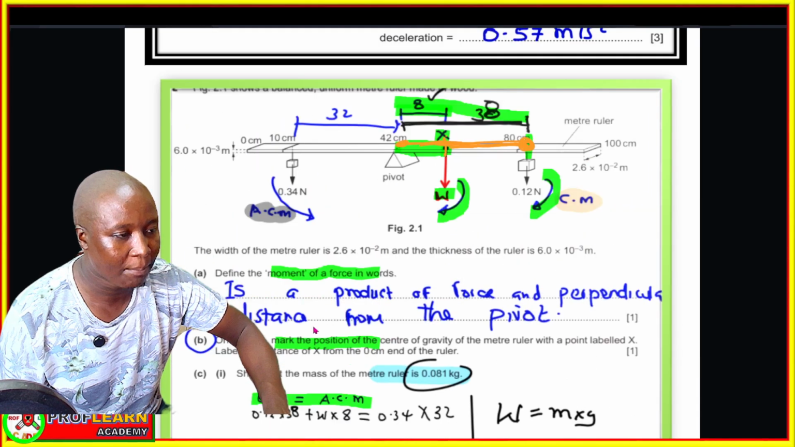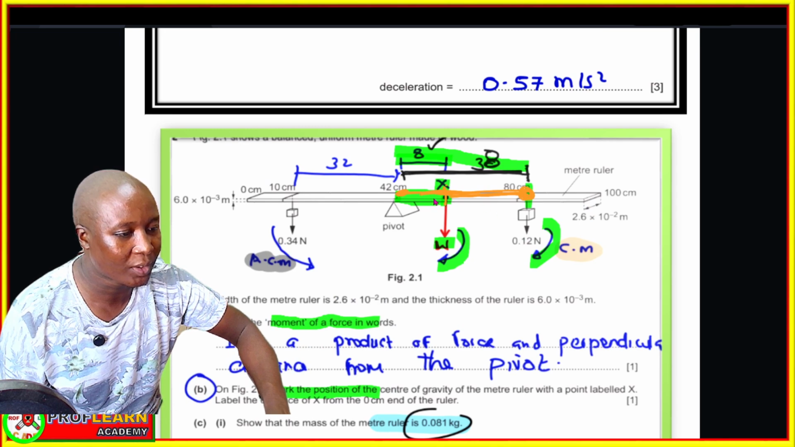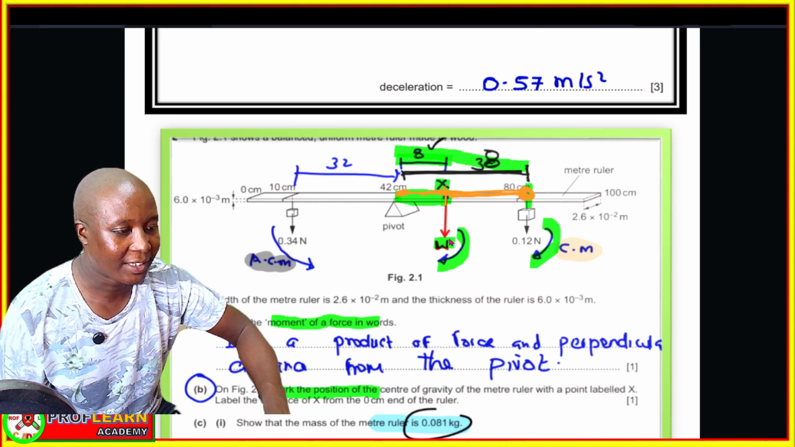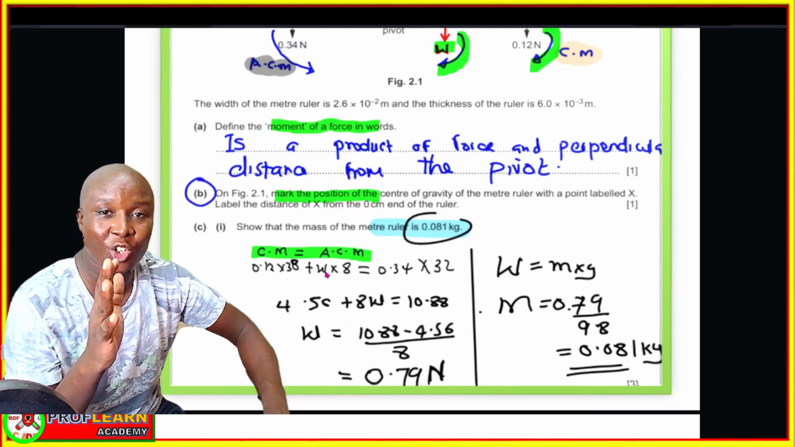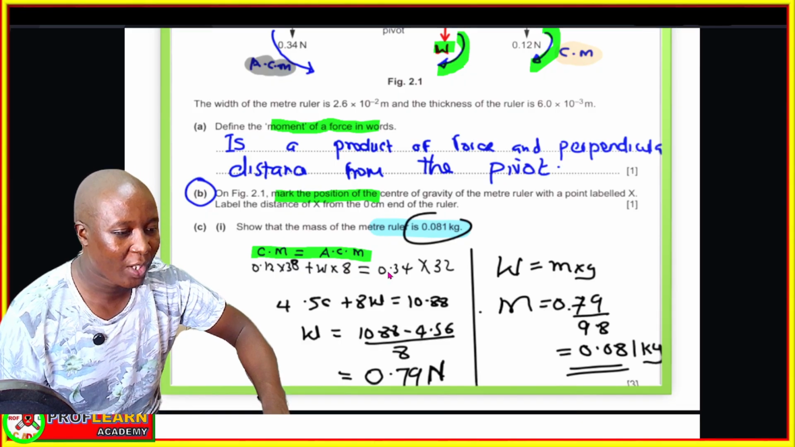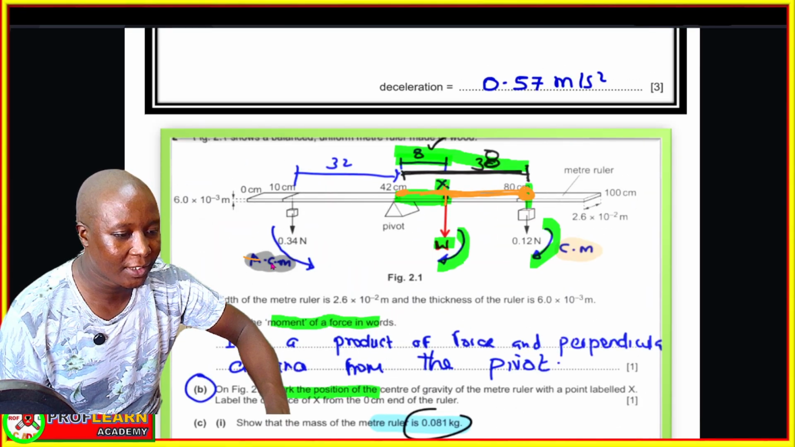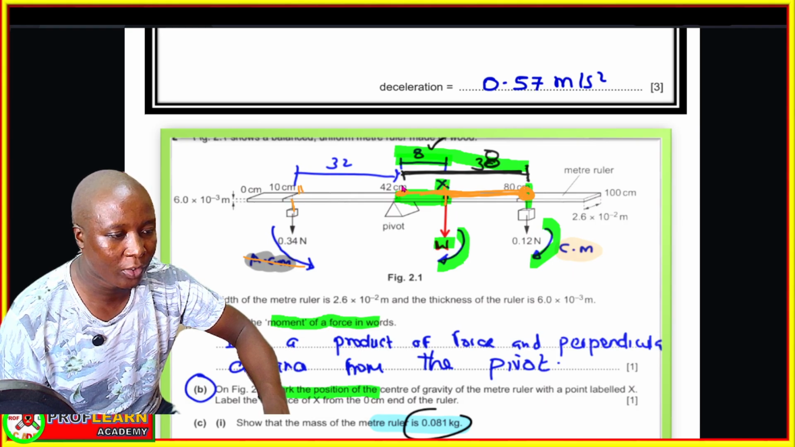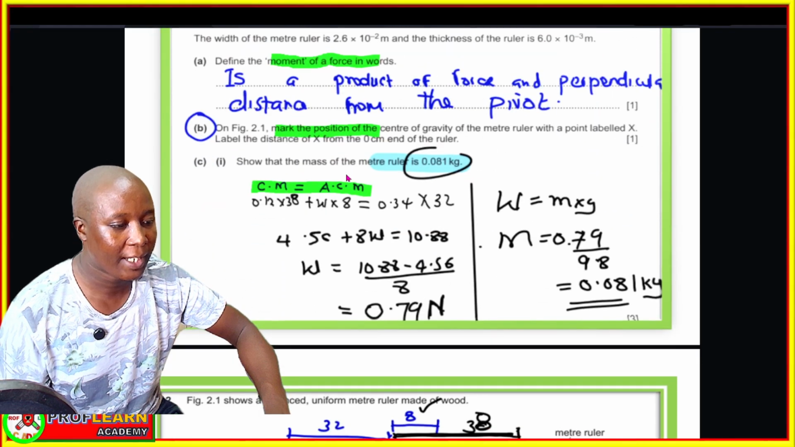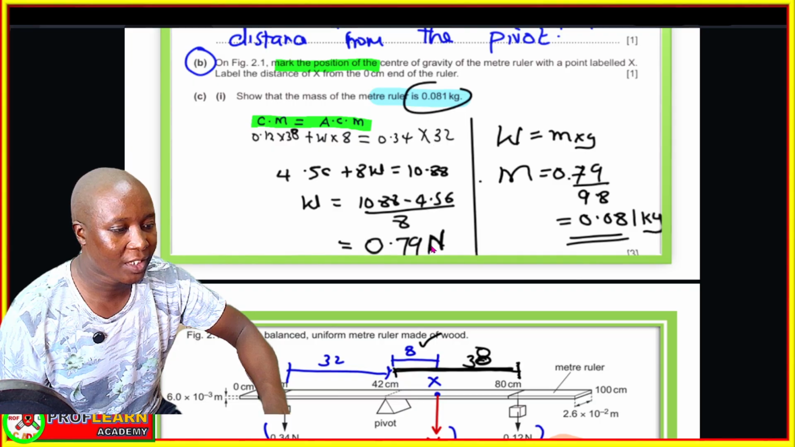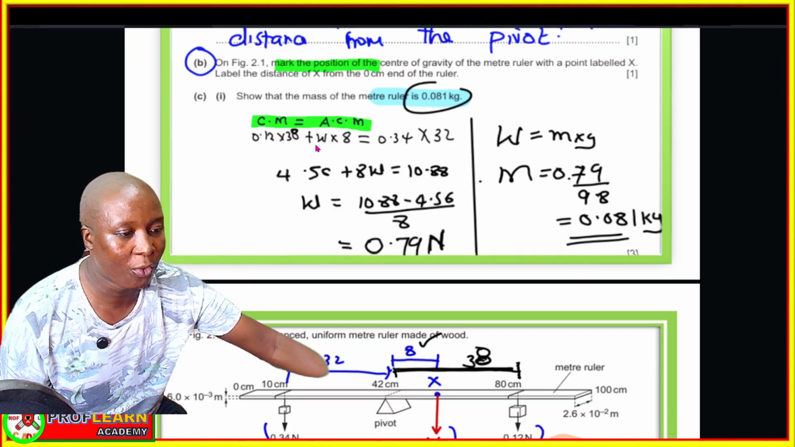0.12 times 38 plus W times 8, so that I have the sum of the clockwise moments. Then we are going to have the anti-clockwise moment, which is this one here, from where the weight of 0.34 is acting to where the pivot is. So from the 10 mark to 42, the distance is 32. And then you're going to get your answer as 0.79 Newton as the force W.